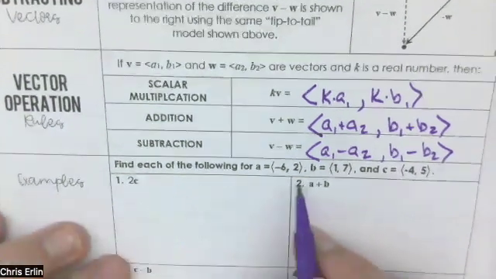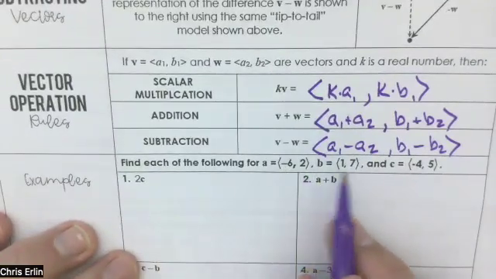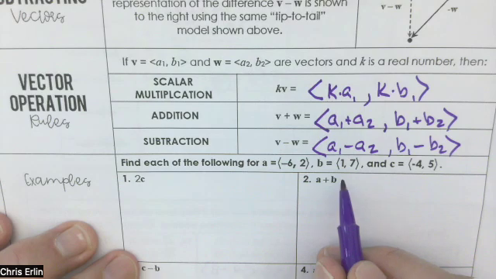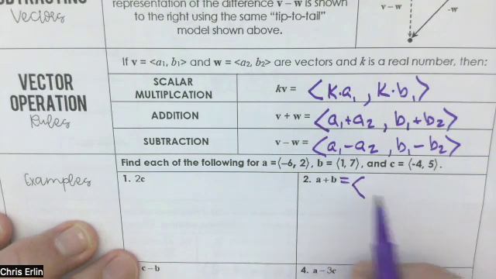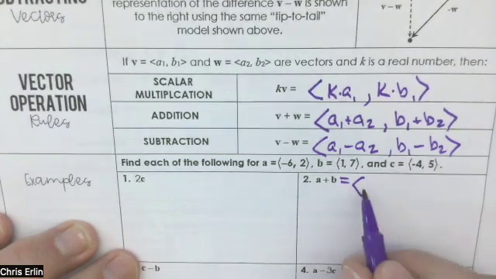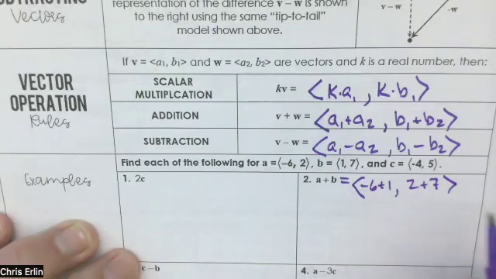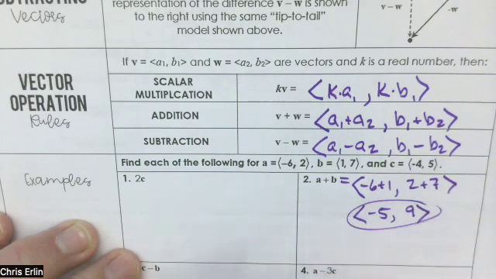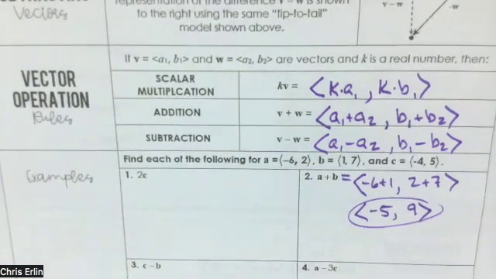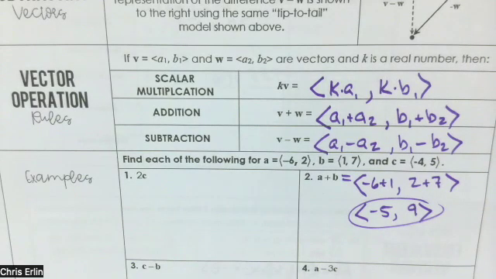So let's take a look at number 2 here. It asks us to add vectors A and B. So when I add, I'm simply going to add the x's, the A values. So -6 plus 1, and I'm going to add the y's. 2 plus 7. -5, comma 9. This is my resultant vector, as they call it. Does it almost seem too easy? Waiting for the other shoe to drop. One more little piece.